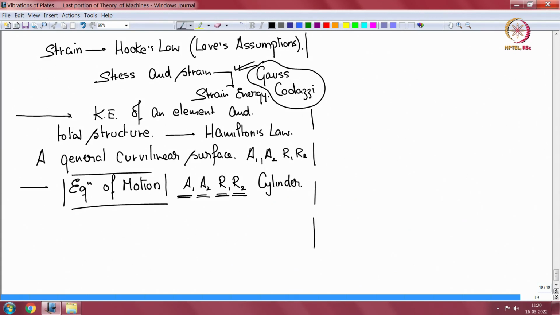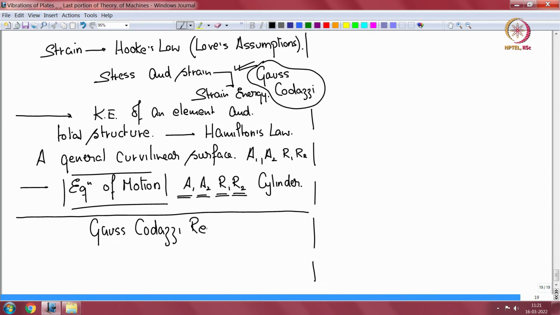Good morning and welcome to this next lecture on vibrations of plates and shells. Last lecture I said we will look at the Gauss Codazzi relations. So we will look at that. The Gauss Codazzi relations talk about properties of a surface, okay, surface properties.